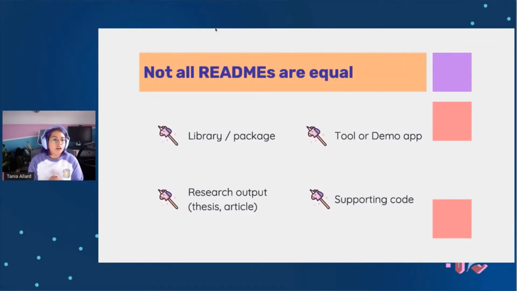But again, not all READMEs are equal. And when I say that not all READMEs are equal, I'm not necessarily referring to quality or the nitty-gritty details of the structure. Your README is going to have a slightly different anatomy depending on what that README is or what is within that repository. Some different types of projects that we can find in GitHub are, for example, libraries or packages, depending on the programming language that you belong to. They are called different ways.